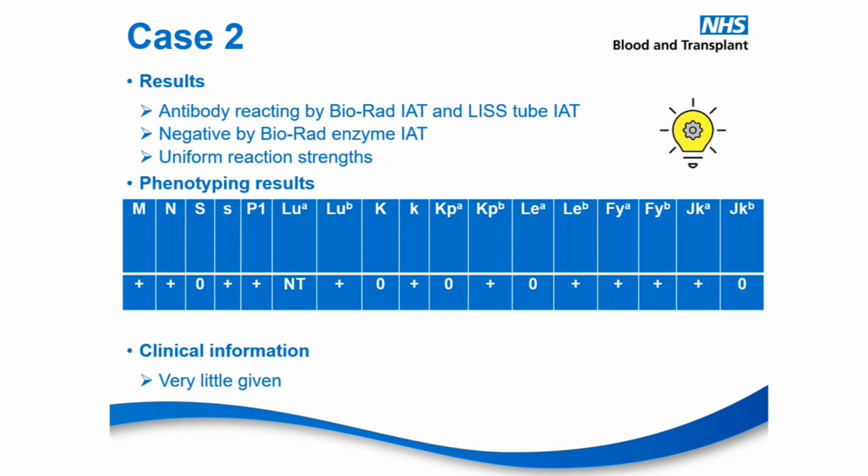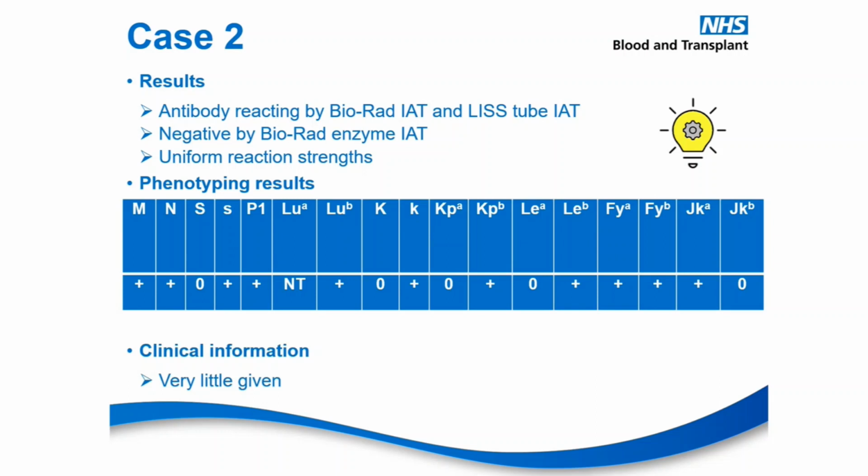So with all these cases, the next thing we do is a full phenotype. We did a red cell phenotype, and we look at some of the more common antigens for high frequency alloantibodies, such as Lu(b) and Kp(b), but they were both positive. There was nothing, no indicators on the common red cell phenotype.